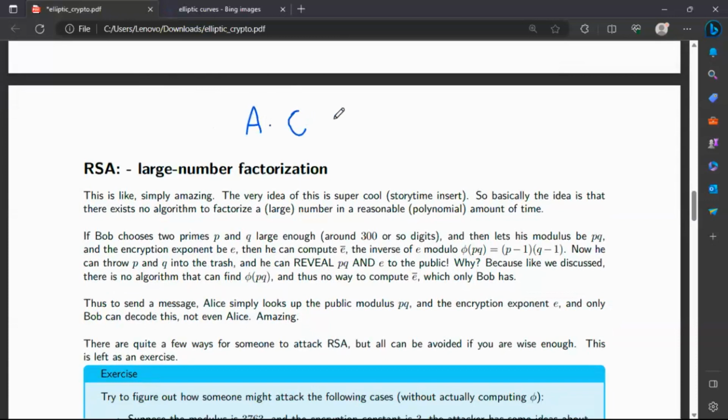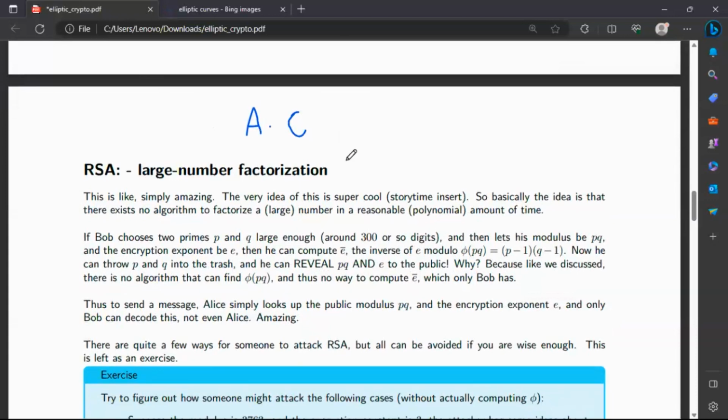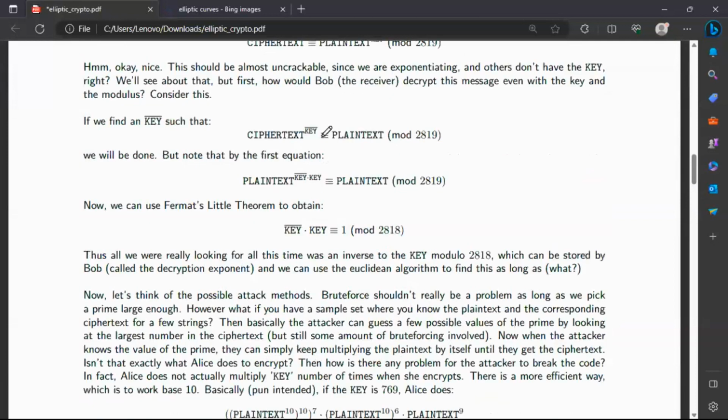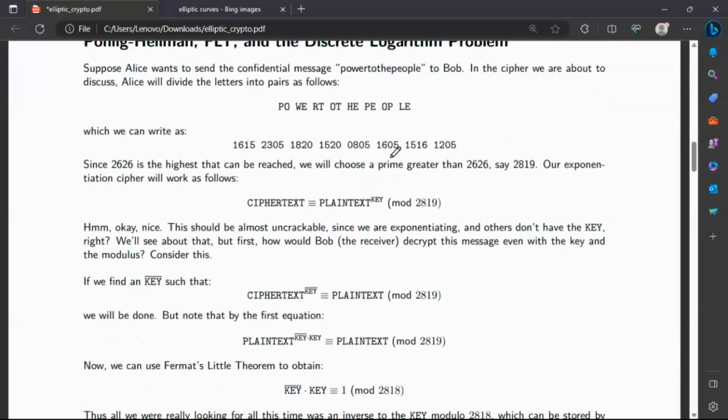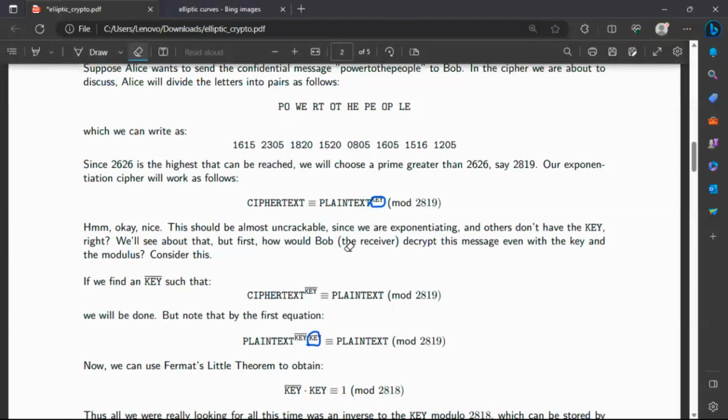An asymmetric cipher means that the encryptor and the decryptor do not have equal amounts of information. Like everywhere else, say in this cipher, the encoder, that is Alice, had the key, and Bob also had the key, and Bob computed a key inverse, right?